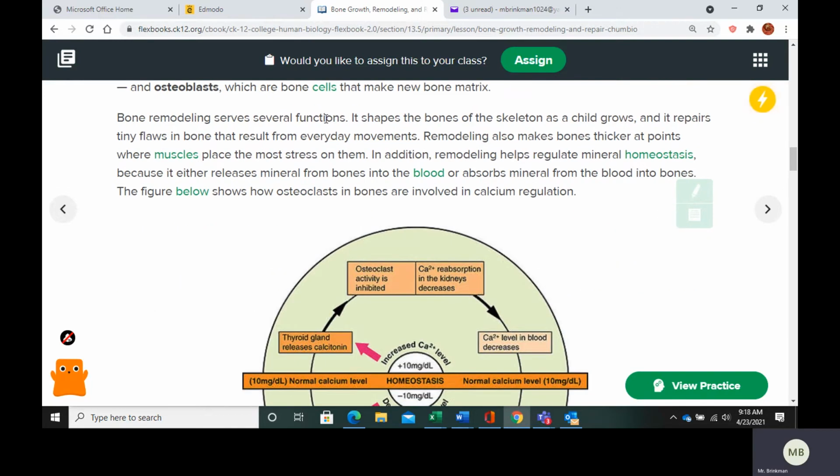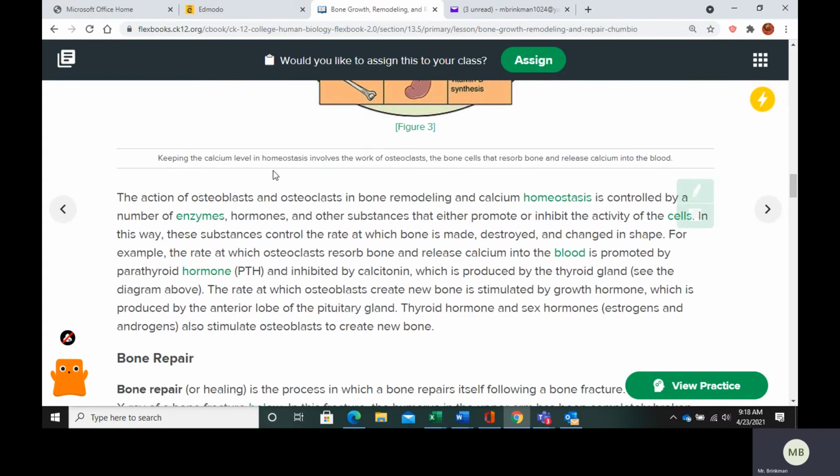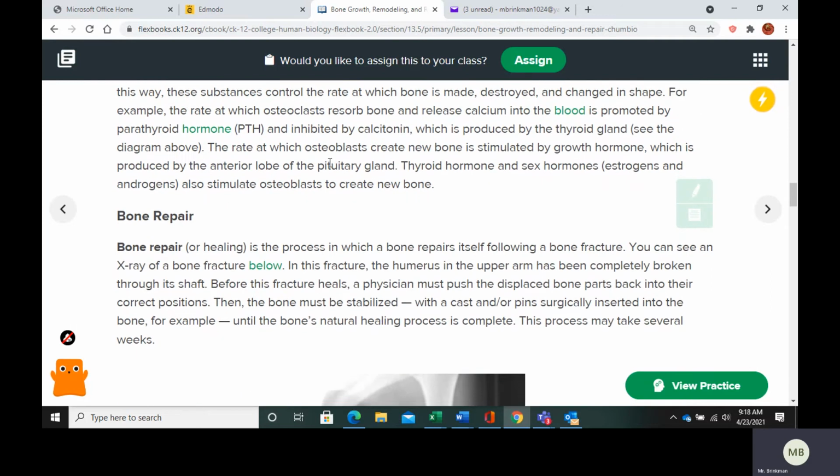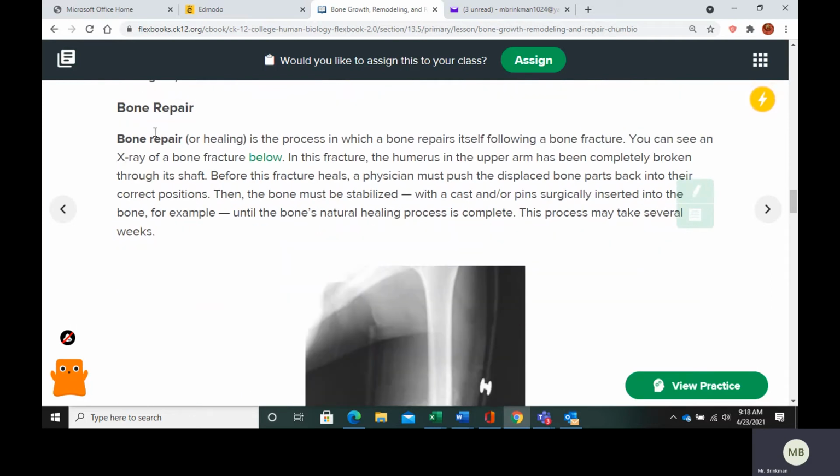Bone remodeling has a lot of functions. I will actually let you read those on your own. And also we know that bone remodeling helps with calcium homeostasis. So let's get down to bone repair.